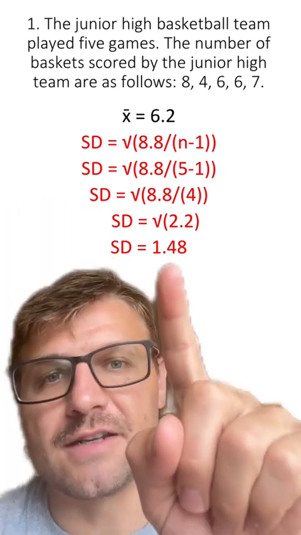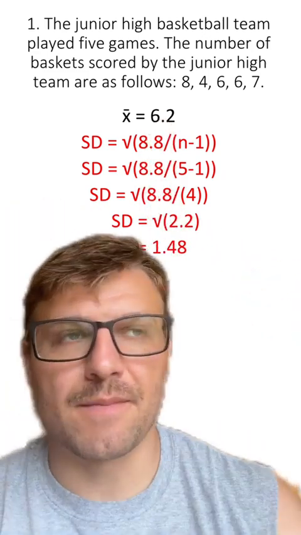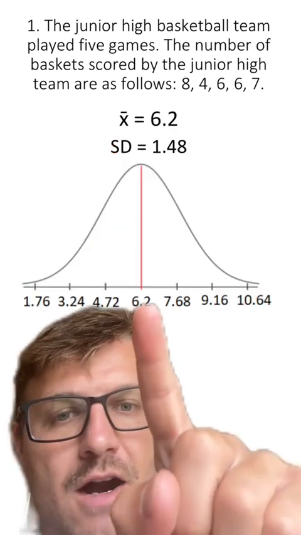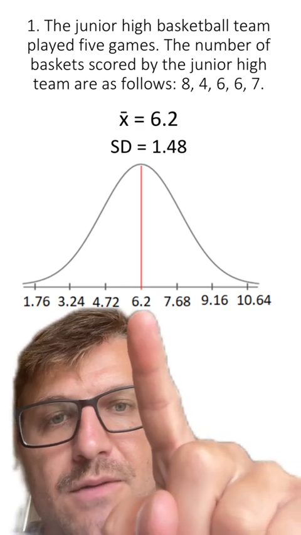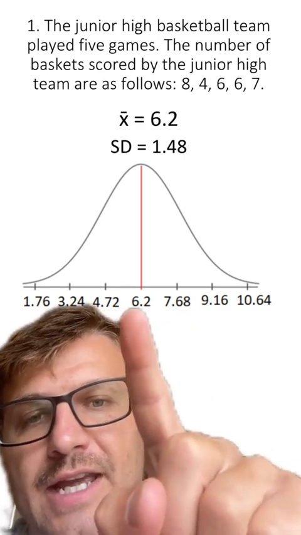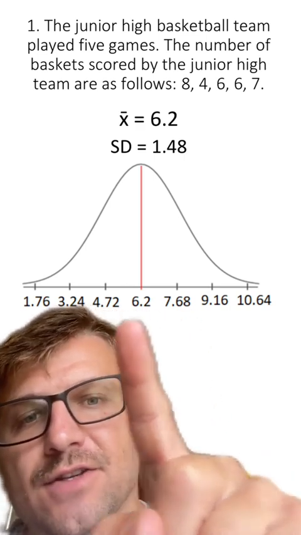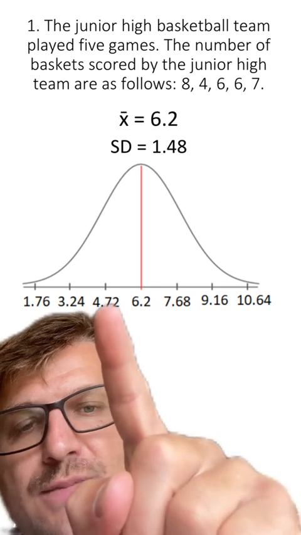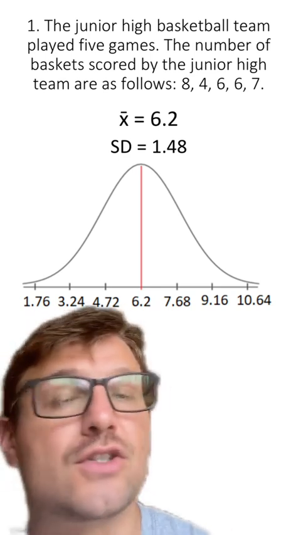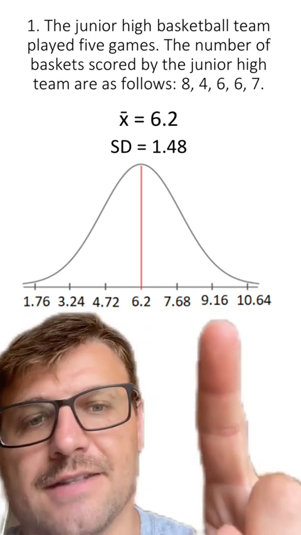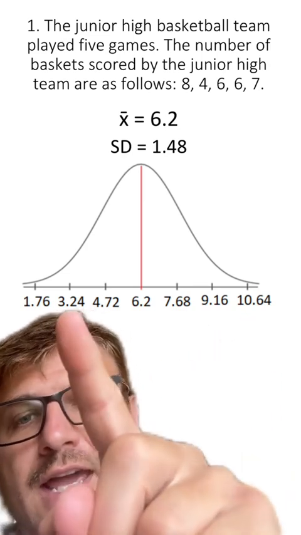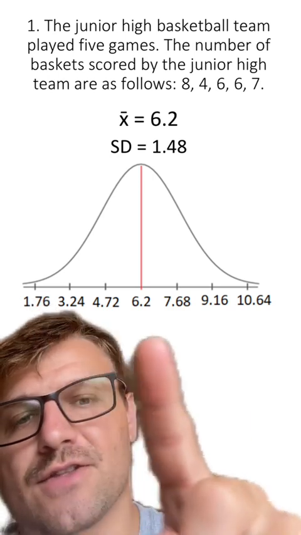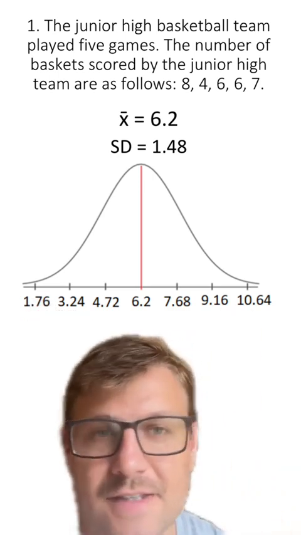Now we have to take the standard deviation and the average and plot them on a bell curve. As you can see here, our average is 6.2, which is in the middle. We're going to add 1.48 and subtract 1.48. This is our first standard deviation. Then we're going to add another 1.48 and subtract another 1.48. That's 2 standard deviations. And lastly, we're going to add another 1.48 and subtract another 1.48. That's 3 standard deviations. And that's the end of problem 1.